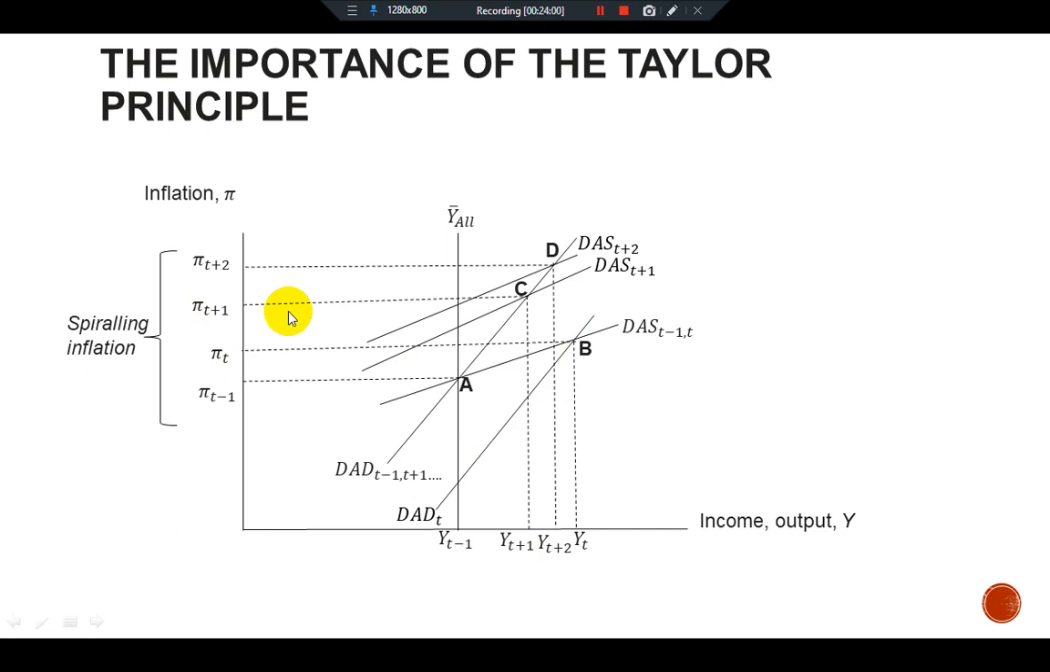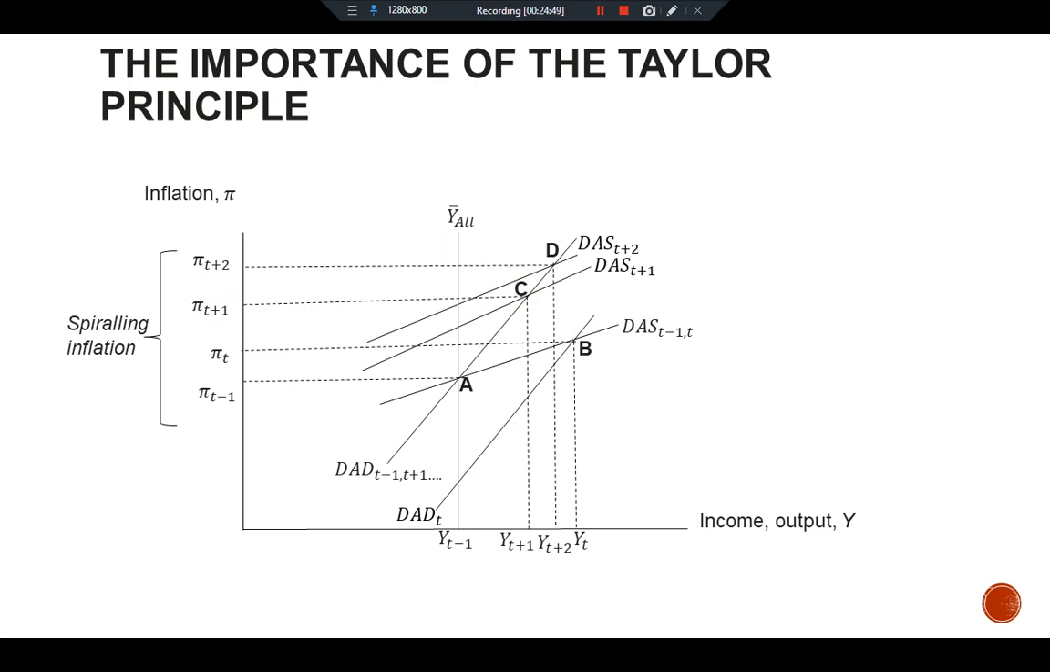But because we are assuming that the dynamic aggregate demand curve is upward sloping, output remains above the natural level even though the demand shock has disappeared. Thus inflation rises yet again, shifting the dynamic aggregate supply curve at point D. We have a rise in output and a rise in inflation, and so on. Inflation continues to rise with no end in sight.